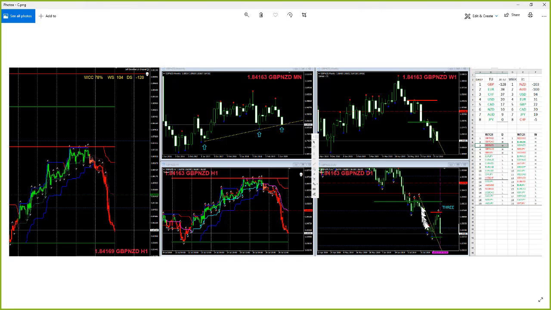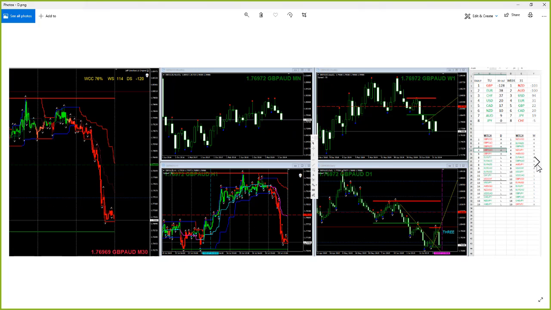So yeah, now here we need to use the Fibonacci target and just get the first target, number one, because it will hit precisely over there. So Pound Australia. Now, Pound Australia yesterday we did not have. It was quiet and strong over there.